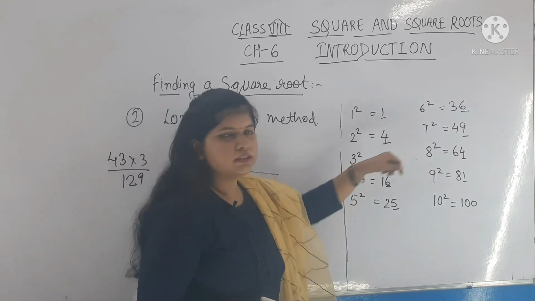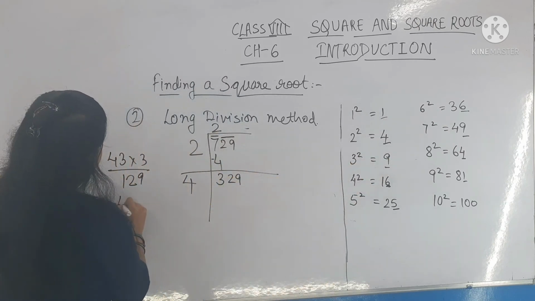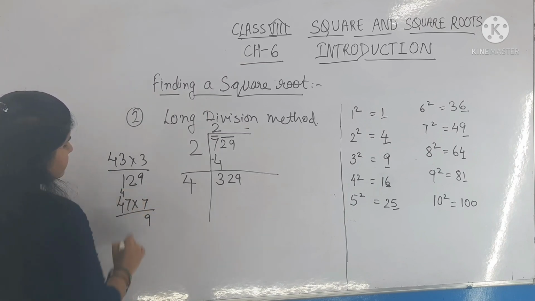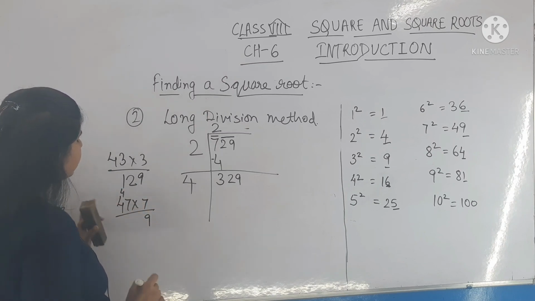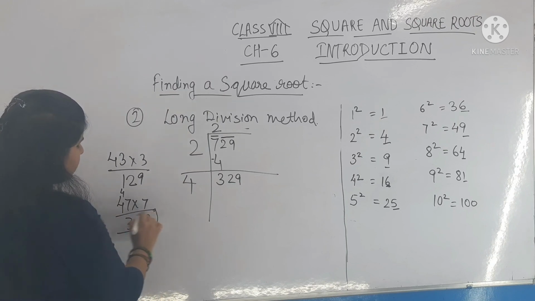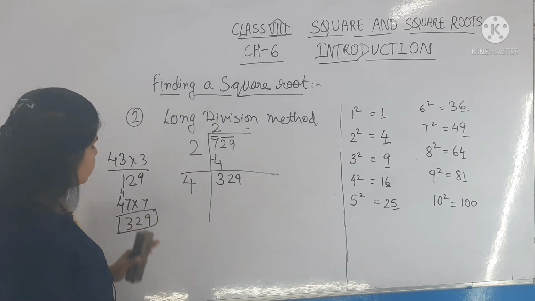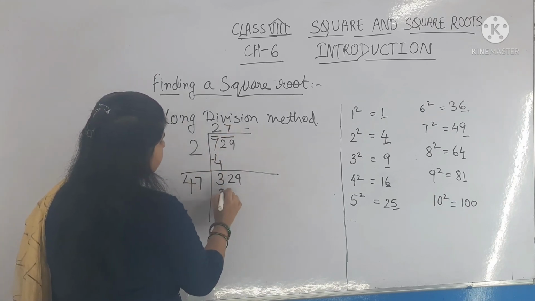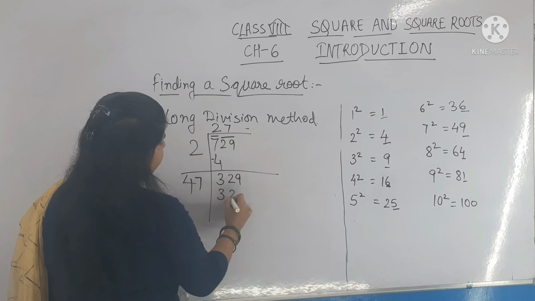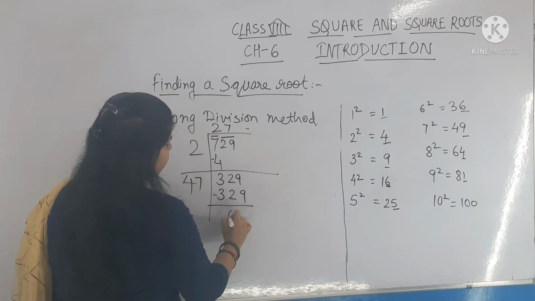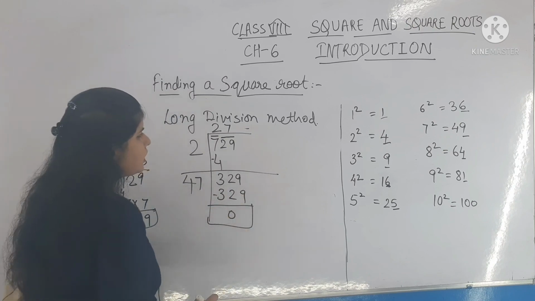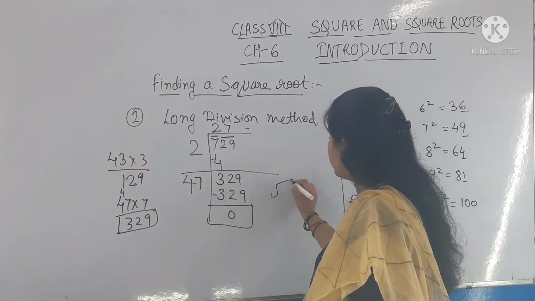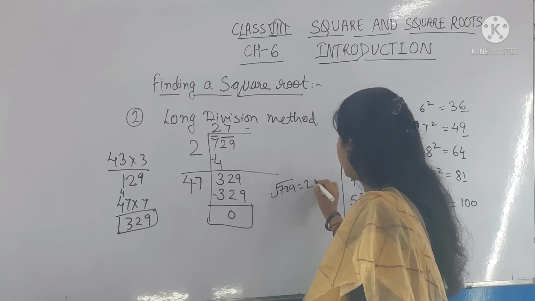Now we will check for 7. 47 into 7. So 7 sevens are 49, 7 fours are 28. 28 plus 4 is 32. I am getting here 329. So the same number I am getting here. So 47 into 7 will be 329 and I am getting remainder 0. Like this you have to find in the long division method. So the square root of 729, I am getting again 27.